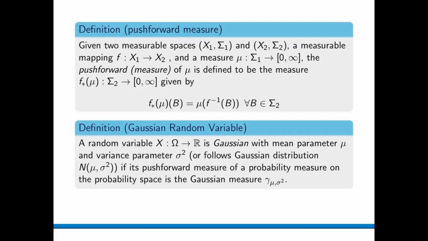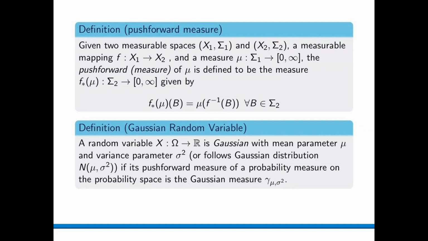Given two measurable spaces, basically any random variable is actually a function mapping values from the probability space to the real numbers, or extended non-negative real numbers. But if you look carefully at our definition of the Gaussian measure, it's actually a measure from the measurable sets of R to the extended non-negative real numbers. And we want to connect these things together.